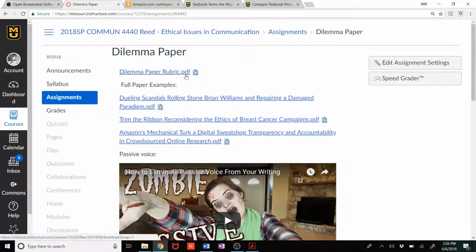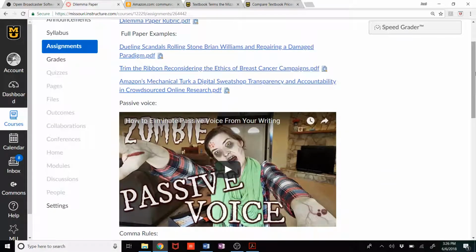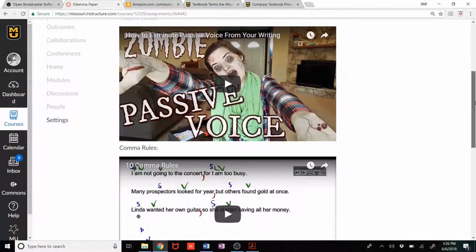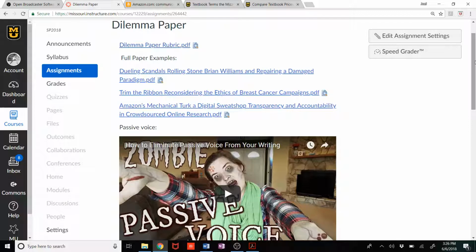So you've got a full rubric that you can look at here. You've got some examples to go off of and a couple of important warnings about passive voice and rules for commas. Make sure that you're taking advantage of these resources as you're writing so that you can maximize your grade on this assignment and also produce the best description of your dilemma possible.